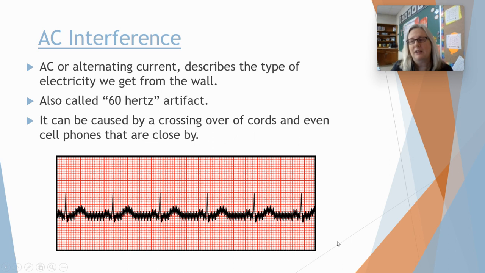We'll get some artifact like this, just too tangled. So the best way is to make sure all devices or any device that they have is not close to where you're doing the EKG, not in their lap, not in their chest.